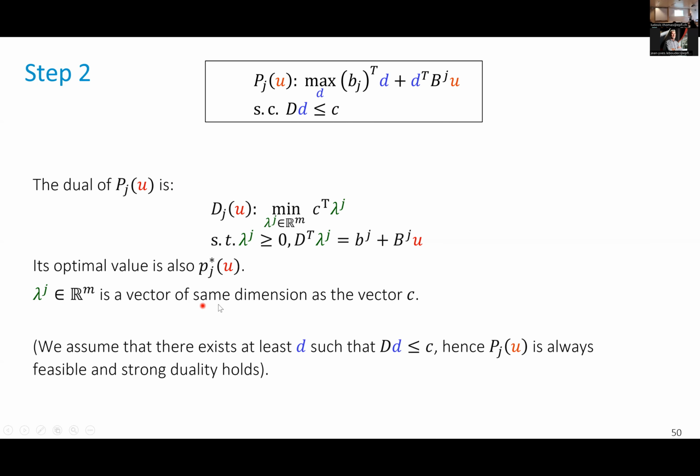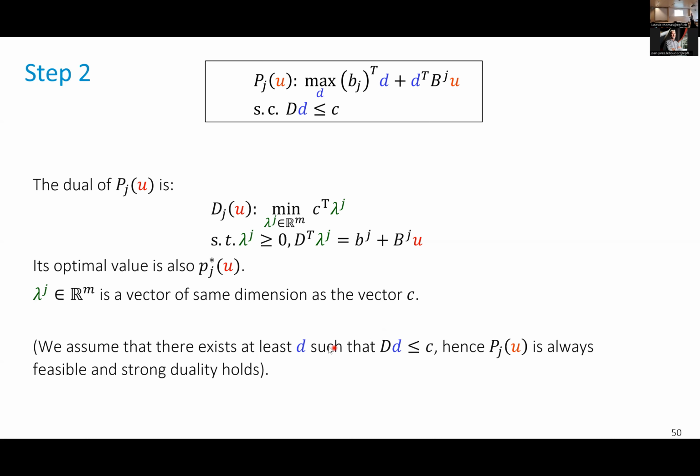So lambda J is a vector of the same dimension as the vector C here. And I need to minimize C transpose lambda J subject to those constraints. That's by direct application of the duality thing. We still need to check that duality works if the problem is feasible.